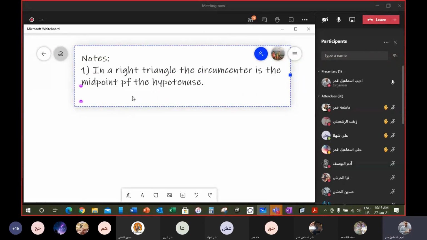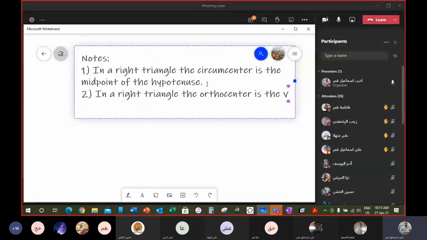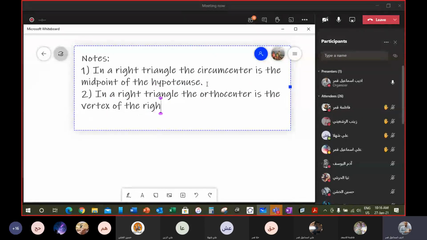As an idea, I will note: in a right triangle, the circumcenter is the midpoint of the hypotenuse. Note 2: in a right triangle, the orthocenter is the vertex of the right angle. In a right triangle, the orthocenter is the vertex of the right angle.